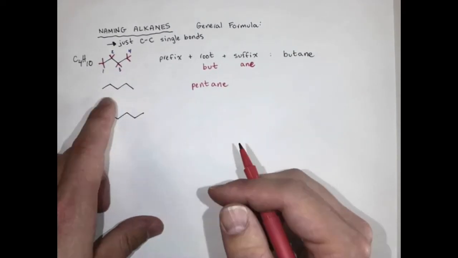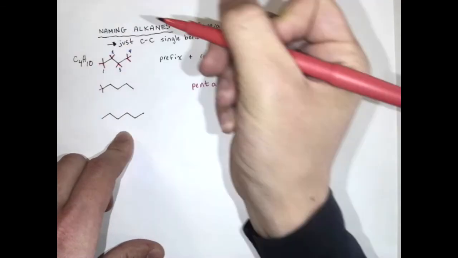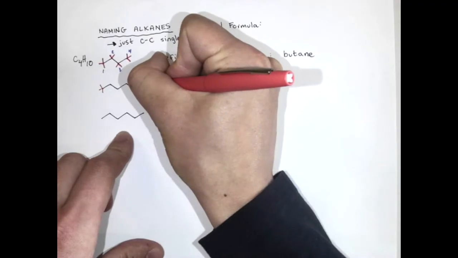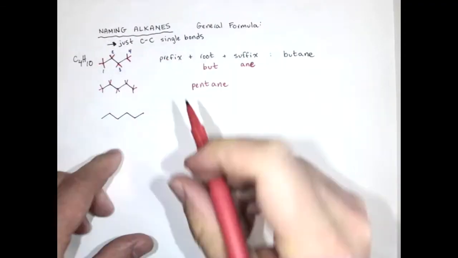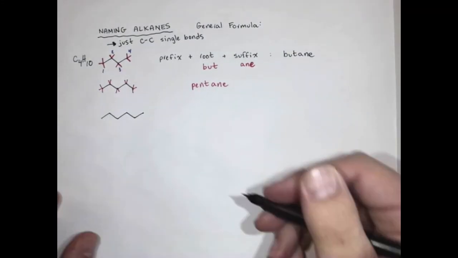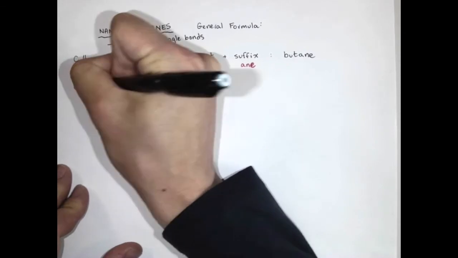Let's just do a check here to see how many hydrogens I have. The ones on the ends will have 3, and the ones in the middle will have 2 each. So I should have 12 hydrogens.